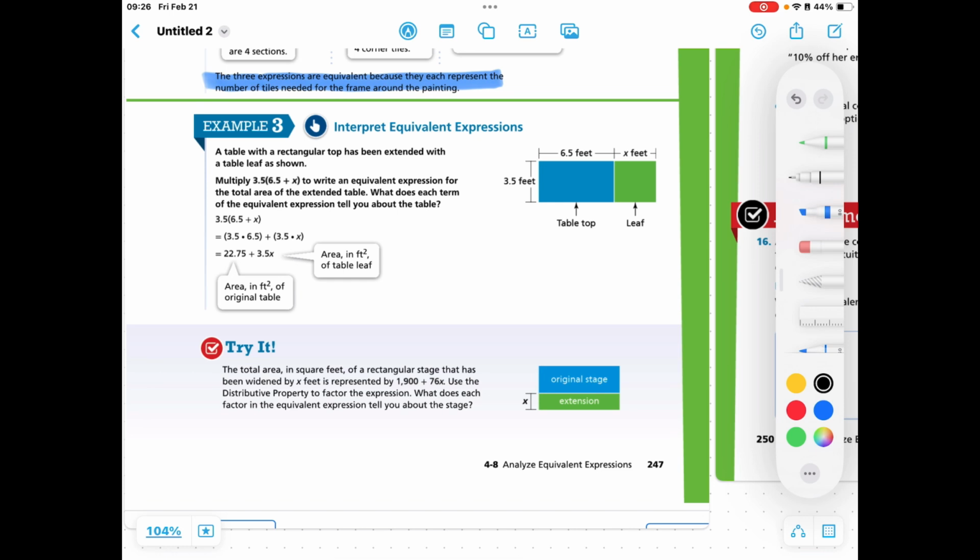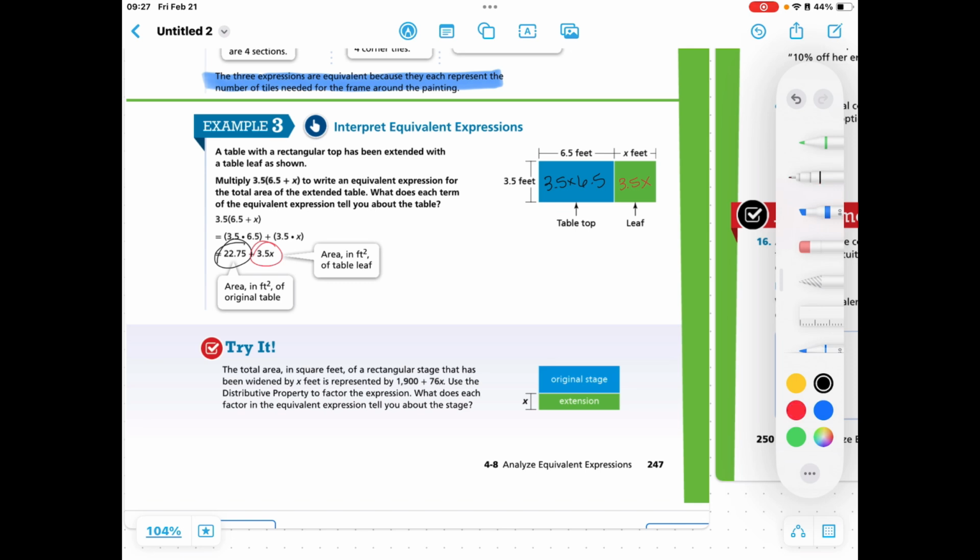Now, number 3, interpreting these expressions. A table with a rectangular top has an extended table leaf as shown. Multiply to write an equivalent expression for the total area of the extended table. What does each term of the equivalent expression tell you about the table? So this goes very much back to what we've learned even in our IXL practice, where they wanted you to find the area first. They did 3.5 times 6.5, which gave us this 22.75. And they also did 3.5 times x, which represents that.